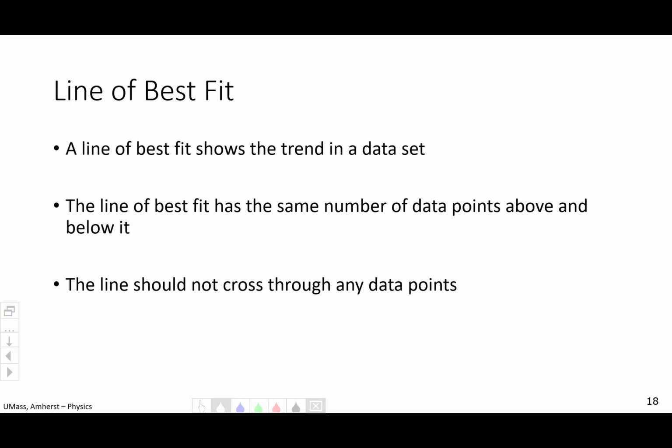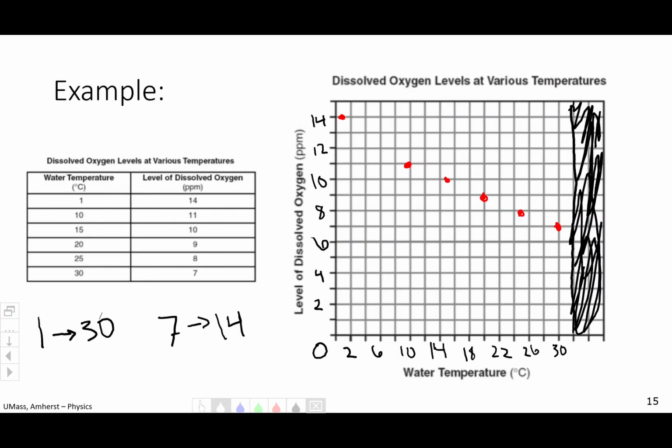And the rules here are the line of best fit has the same number of data points above and below it, and the line should not cross through any data points. So let's go back to our graph. All right, our line of best fit is going to look something like that. Okay, and so what have we done? Well, I can see that this is above, below, below, and then these two are kind of on the line, which is not perfect, but that's okay. So we have made an adequate line of best fit for this data.